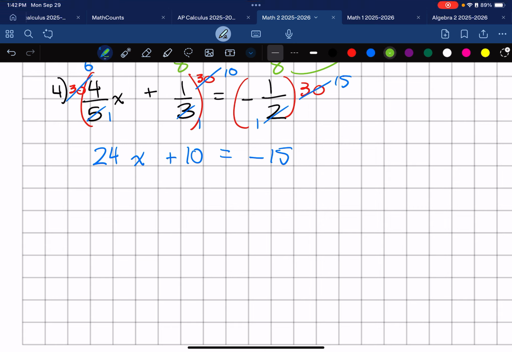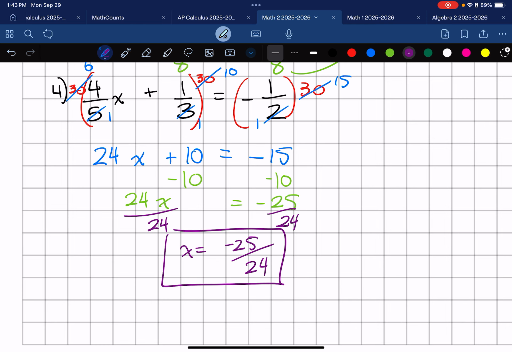Let's move the constants to the right-hand side by subtracting 10 on both sides. This is going to give us 24x is equal to a negative 25. And then from there, we're just going to divide by 24, and x is equal to a negative 25/24. So there we go. Final answer in box. It's okay to be improper.